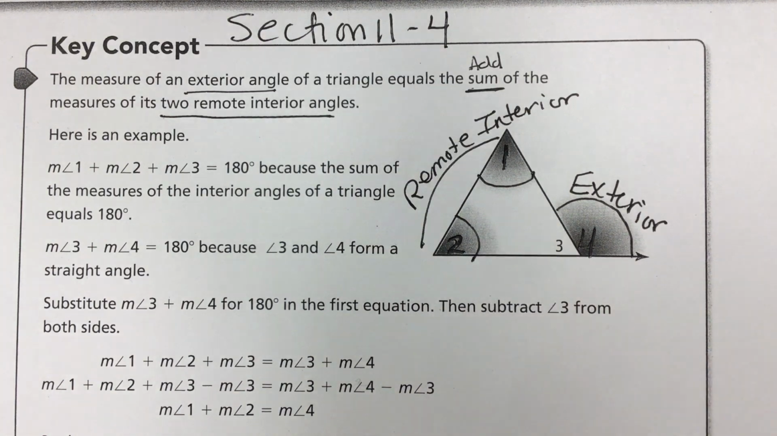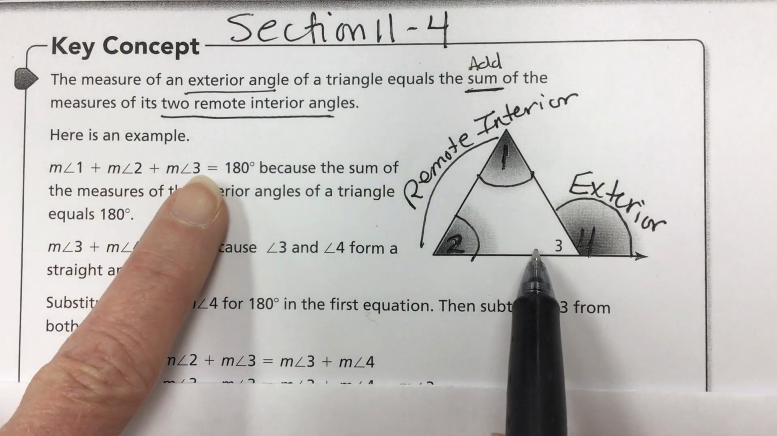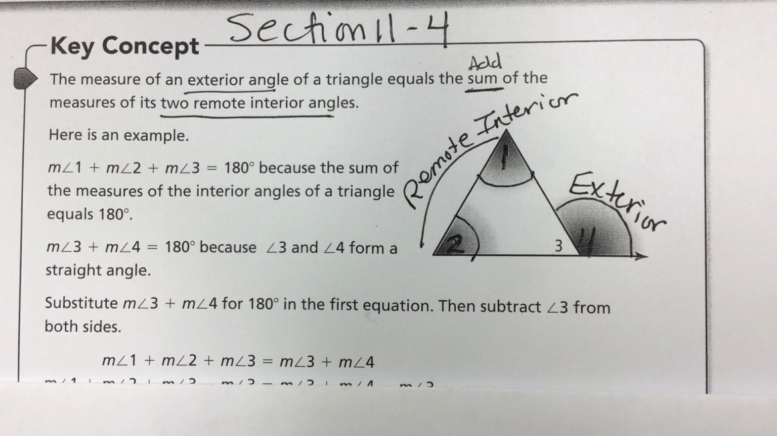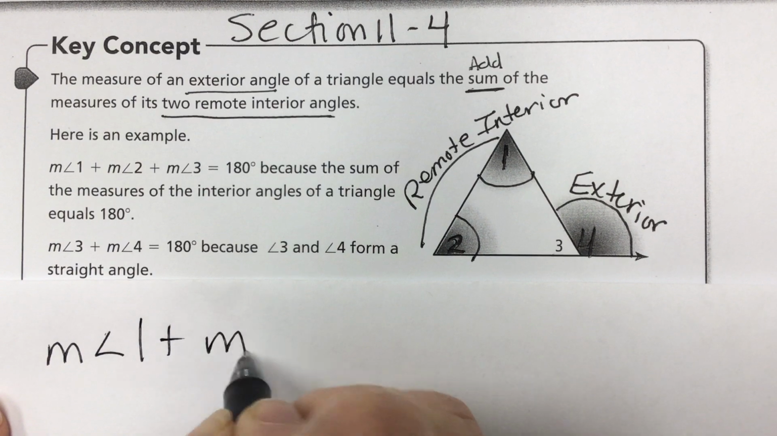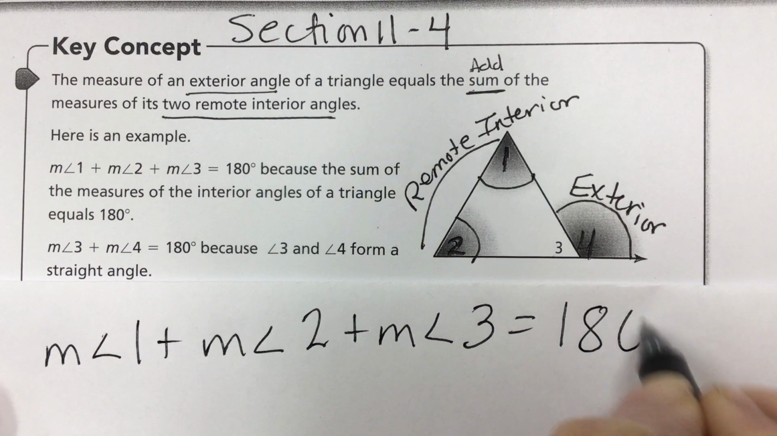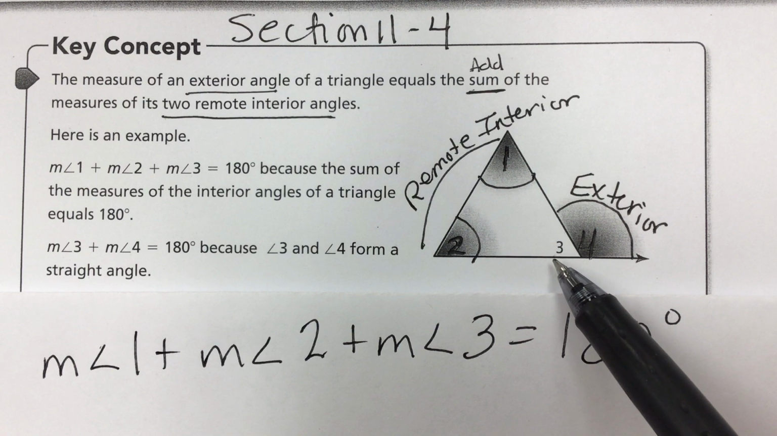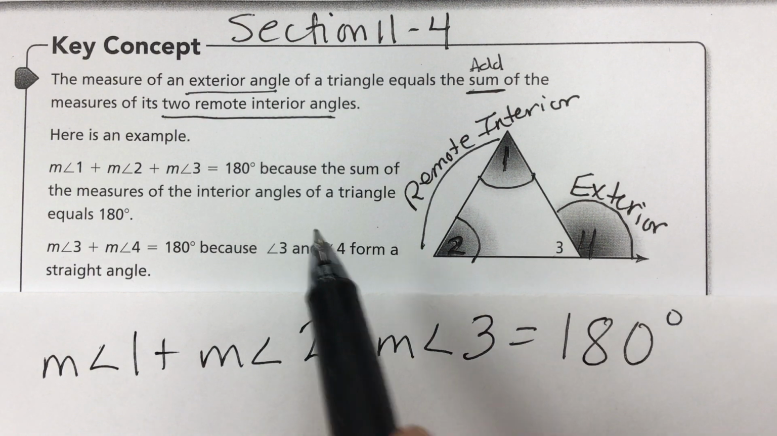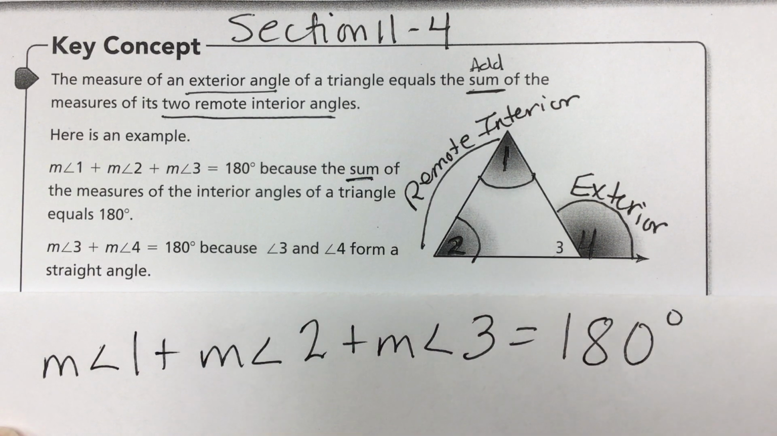Now, here is an example. Let's recall that the measure of angle 1 plus the measure of angle 2 plus the measure of angle 3 equals 180. Okay? Remember that. All three angles of any triangle, no matter what size triangle, add up to 180 degrees. Angle 1 plus angle 2 plus angle 3 equals 180 degrees because the sum of the measure of the interior angles of a triangle equals 180 degrees.